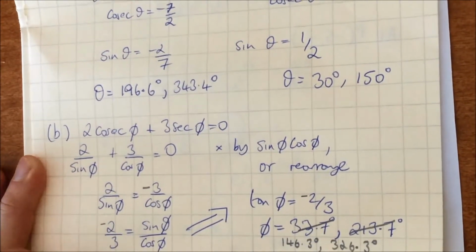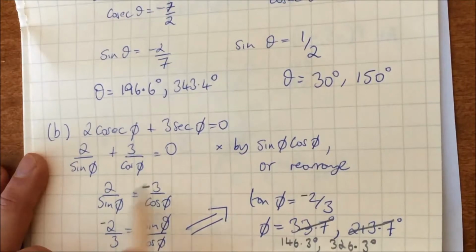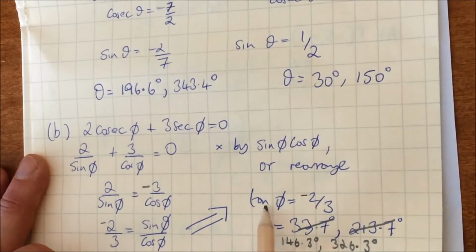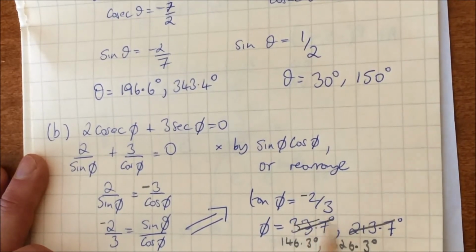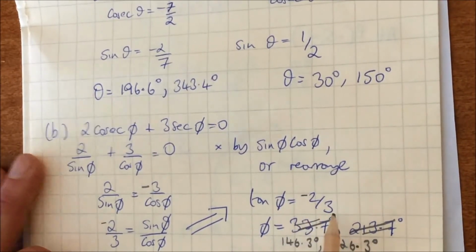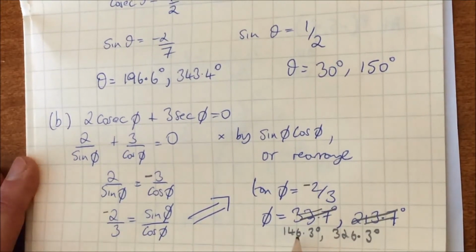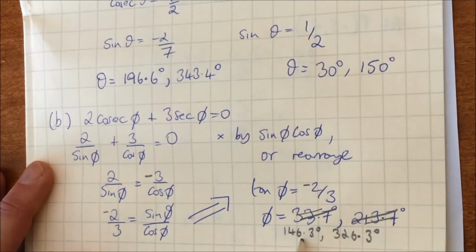If I do a bit of cross multiplying, moving things up the top as multiplies and divides, I get this thing. And of course, sine phi over cos phi is tan phi. Tan phi is equal to minus 2/3. You can see there I made the mistake of not taking a minus sign with it. So if I do my CAST diagram again, I'm going to get phi is 146.3 degrees and 326.3 degrees.